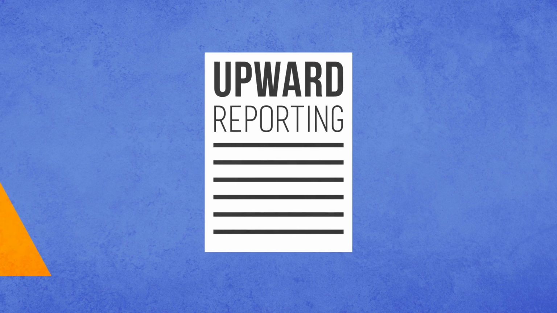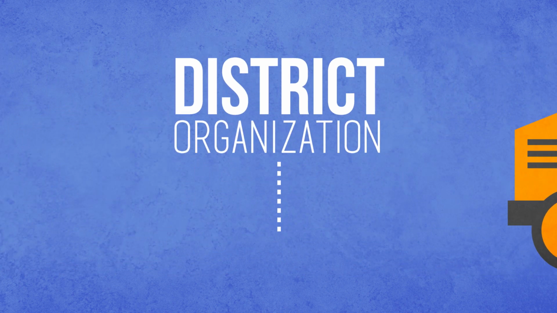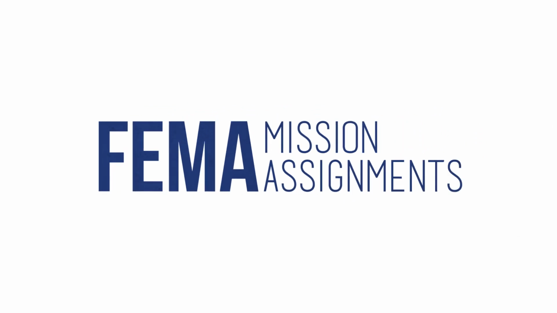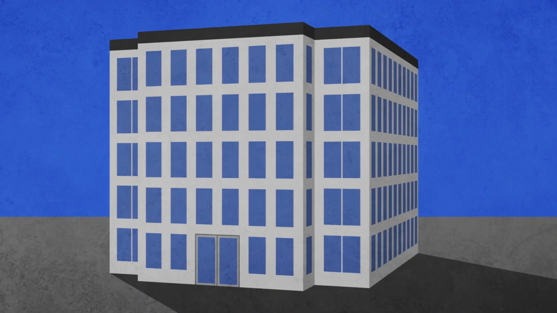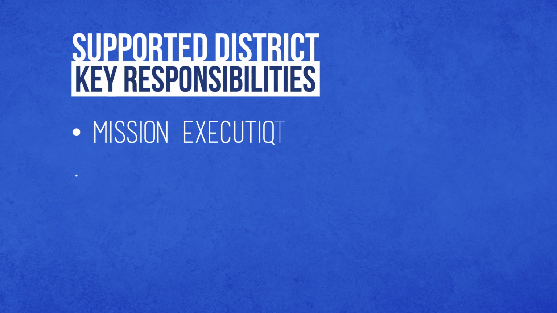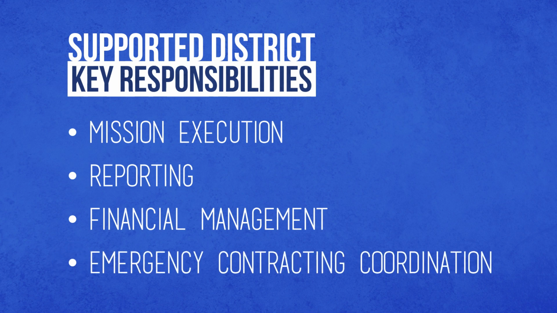Managing a disaster in many ways mirrors a typical district organization, except that the funds used to manage the disaster are dedicated solely to the management and execution of the FEMA mission assignments, again, regardless of the building or facility from which the management occurs. The key responsibilities of the supported district are mission execution, reporting, financial management, and emergency contracting coordination.